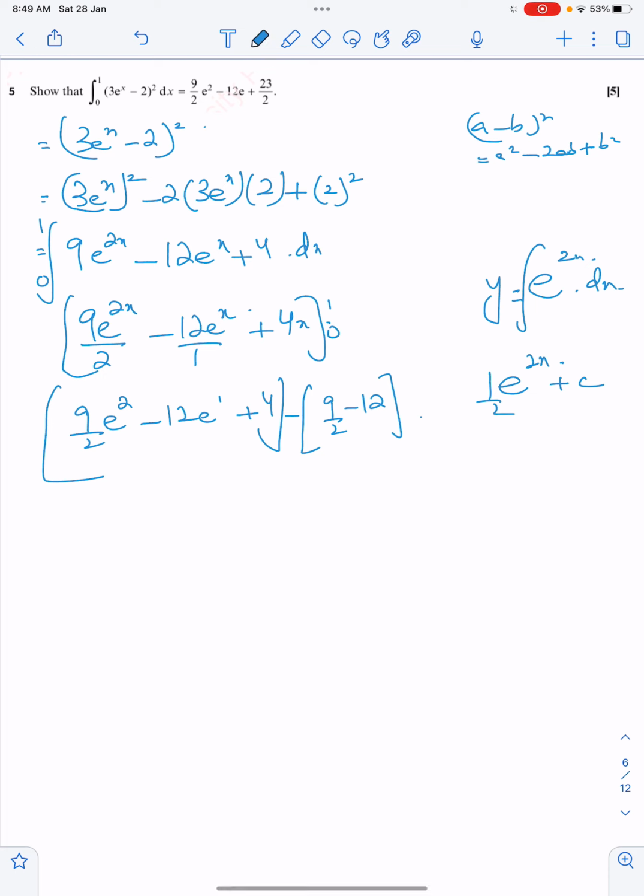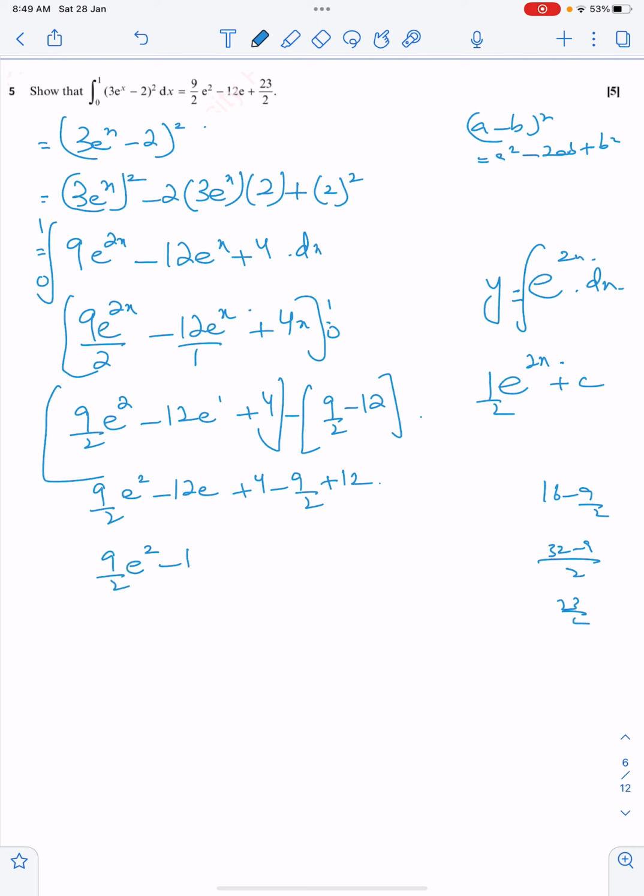Okay, let's simplify this. It's 9 upon 2 e^2 minus 12e plus 4 minus 9 upon 2, plus 12 plus 16 minus 9 upon 2, which is 23 upon 2. So it's 9 upon 2 e squared minus 12e plus 23 upon 2. This is what we had to prove.